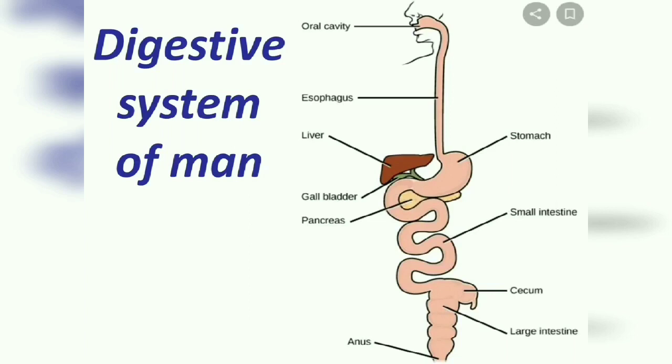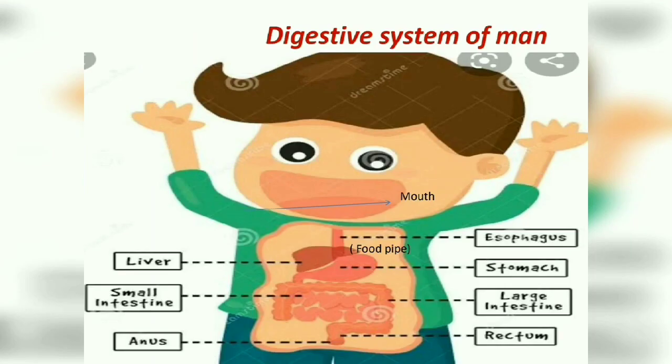From the small intestine, it goes to the large intestine, which absorbs water. And the food that remains undigested, which becomes waste, is stored in the rectum and then removed out through the anus.